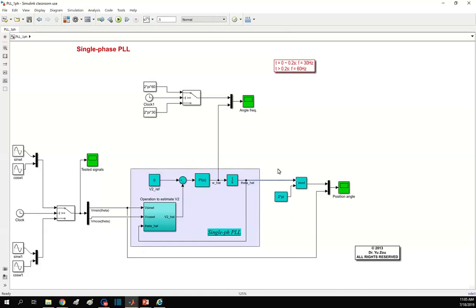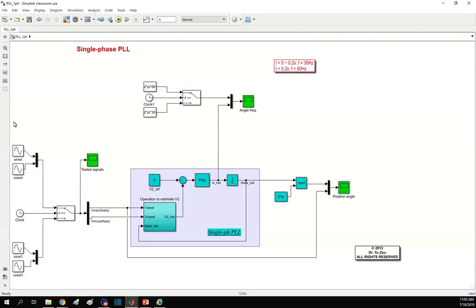Out of this box, we're seeing this part. This is trying to make the output position angle periodic, bouncing between 0 and 2 pi, or 360 degrees. Instead of showing theta hat here, which is a straight ramp line from 0 to infinity, we find the remainder after division by 2 pi. So we are going to be able to see a sawtooth-like waveform, periodic between 0 and 2 pi.